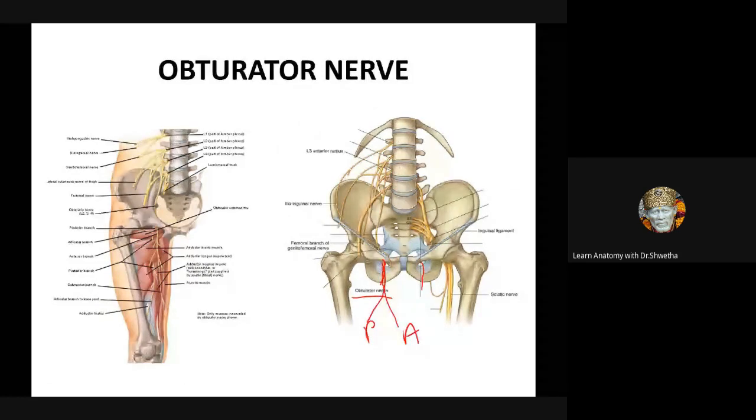Now the anterior division, it passes in front of a muscle. What is this muscle, students? We just discussed it before. What was there in the intermediate section of adductor canal? Obturator externus, right? So, very good, very good.